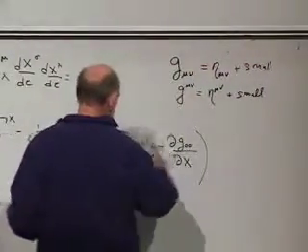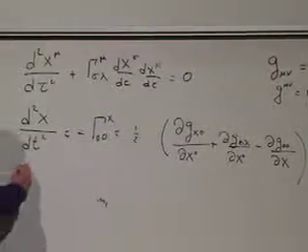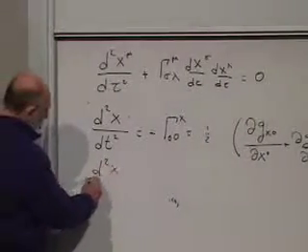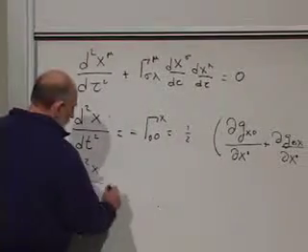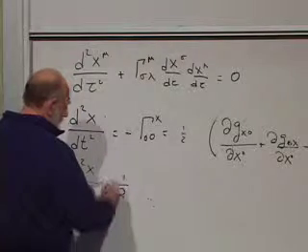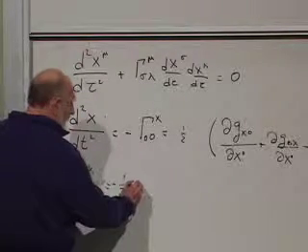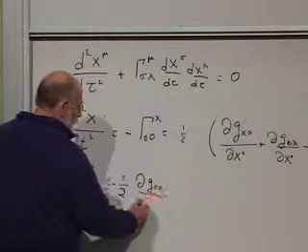The only big term is this one, and so altogether then we get an equation that the second derivative of x with respect to t squared is equal to 1/2, with a minus sign it looks like to me, the derivative of g naught naught with respect to x.